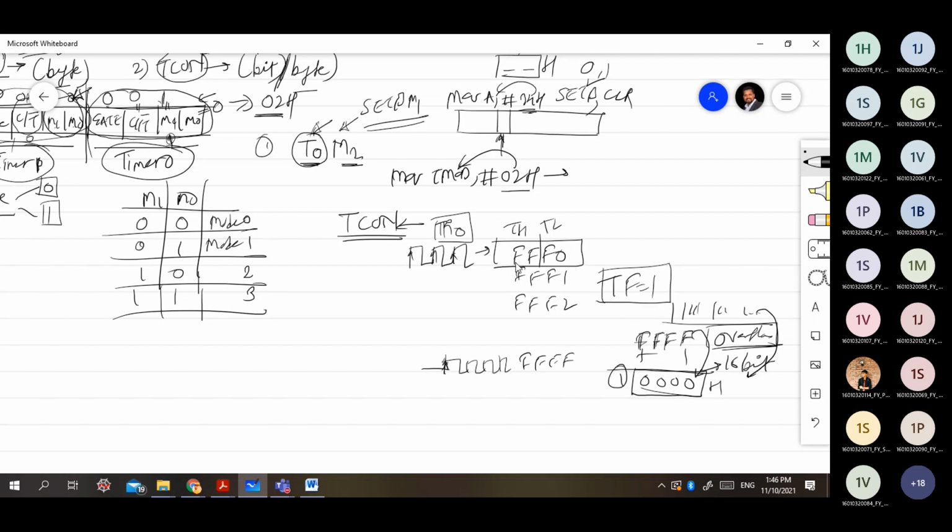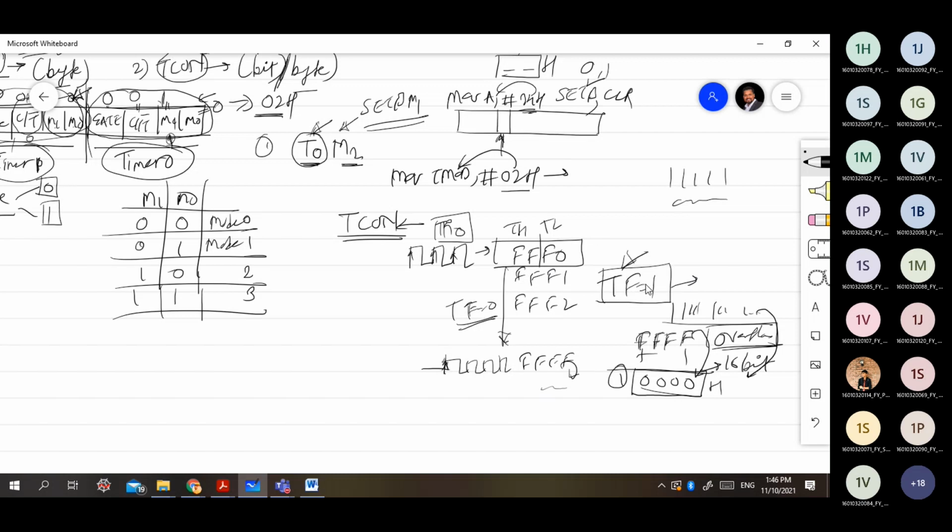Getting it? Keep in mind, initially my count was FFF0. It has incremented to FFF1, FFF2. So all that time, from FFF0 to FFFF, my TF will be 0, because the overflow has not happened yet. Overflow means all ones should turn to all zeros. So while it is incrementing from FFF0 to FFFF, my TF flag will be 0 only. But whenever it goes from FFFF to 0000, my TF will be 1, indicating that the timer has finished. Understood? So that is the use of this TF.